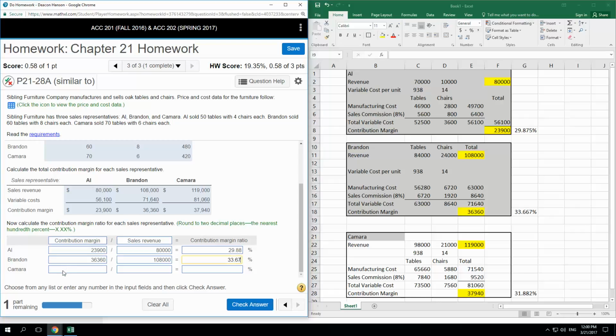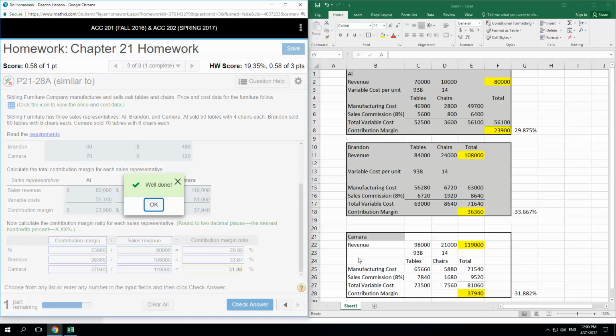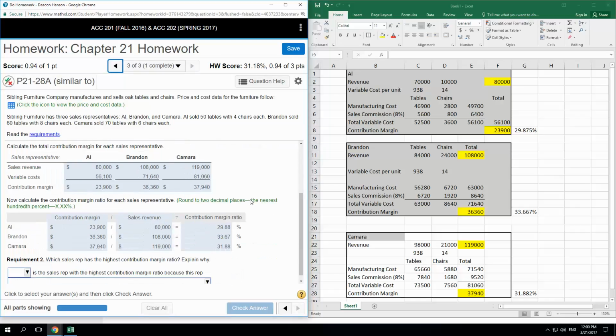Okay. And then for Kamara, we got contribution margin of 37,940 divided by 119,000 in sales revenue. That, and I already computed it over here, is 31.88%. And let's just kind of cross our fingers on this. Sometimes my accounting lab program doesn't necessarily round exactly the way we do. Oh, we got it back pretty quick. Well done.